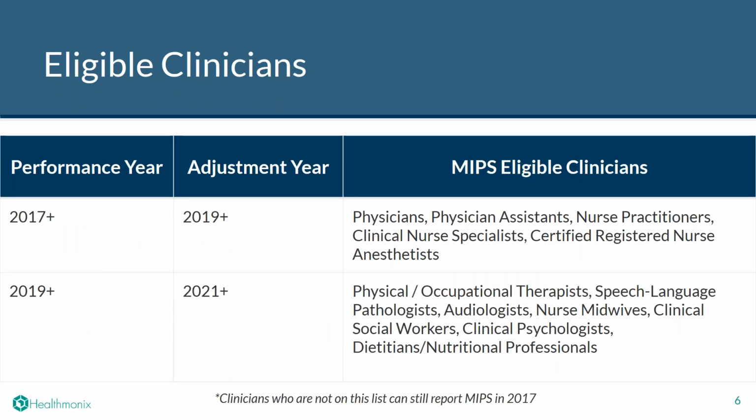So eligible clinicians. There are two different groupings of clinicians for 2017 and really through into 2019 and beyond. There are those clinicians that are immediately eligible to report for MIPS for 2017, and that group includes, as listed on the right here, the physicians, physician assistants, nurse practitioners, and so on. So this group is required to report for MIPS in 2017.